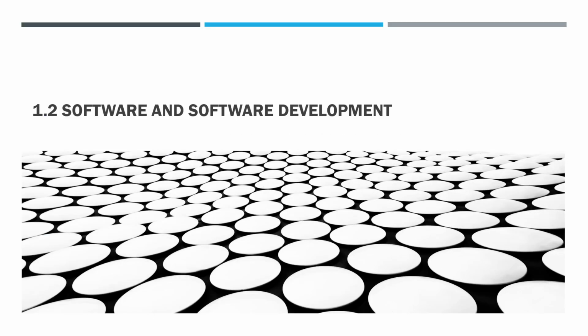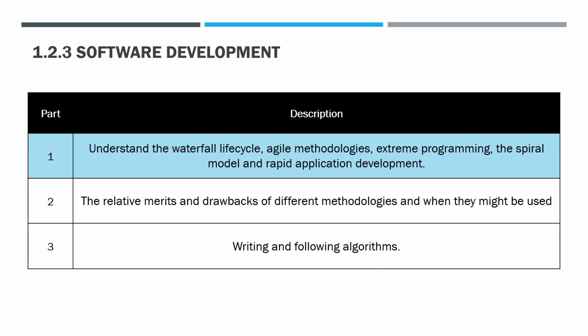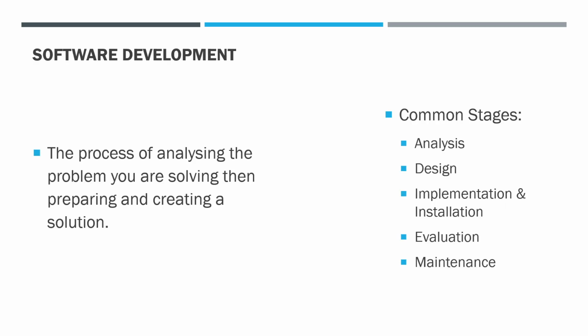Right, so here we're going to look at software and software development part 3, I think, which is software development. So understand the waterfall life cycle and all the other ones, and we'll go through it as quick as possible. So software development is the process of analyzing the problem that you are solving, then preparing and creating a solution.